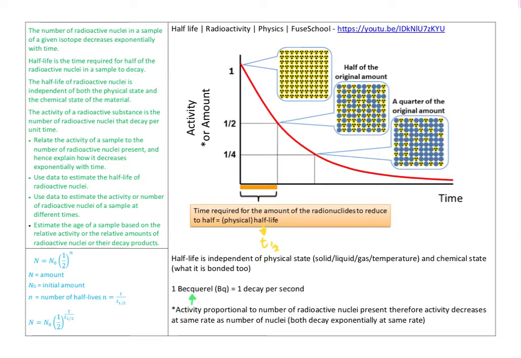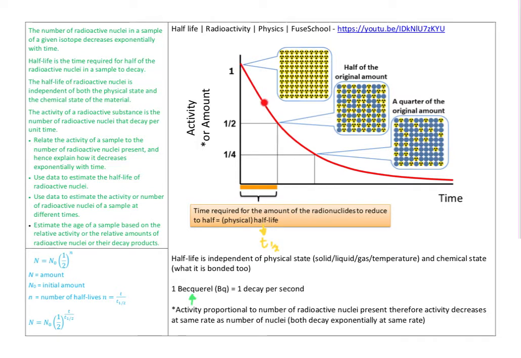So the activity, the number of decays, is proportional to the number of radioactive nuclei present. Therefore, activity decreases at the same rate as the number of nuclei. Both decay exponentially at the same rate. So this curve for decay looks the same whether you think about the number of atoms that are present or the activity, the number of decays that are happening each second, because the activity is proportional to the number of atoms. The more atoms that are present, the more decays. The less atoms that are present, the less decays.